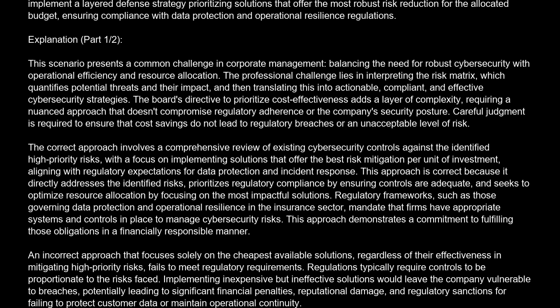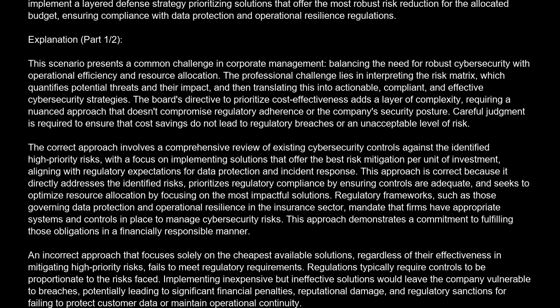This scenario presents a common challenge in corporate management, balancing the need for robust cybersecurity with operational efficiency and resource allocation. The professional challenge lies in interpreting the risk matrix, which quantifies potential threats and their impact, and then translating this into actionable, compliant, and effective cybersecurity strategies. The board's directive to prioritize cost-effectiveness adds a layer of complexity, requiring a nuanced approach that doesn't compromise regulatory adherence or the company's security posture. Careful judgment is required to ensure that cost savings do not lead to regulatory breaches or an unacceptable level of risk.